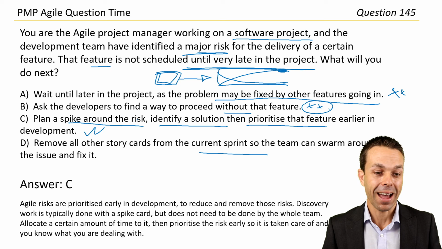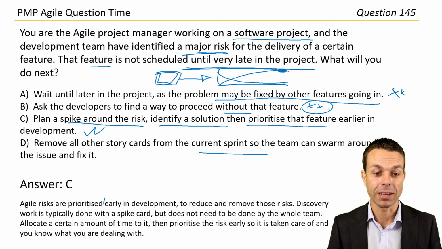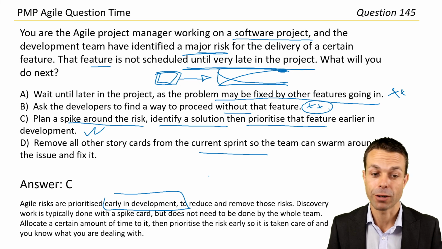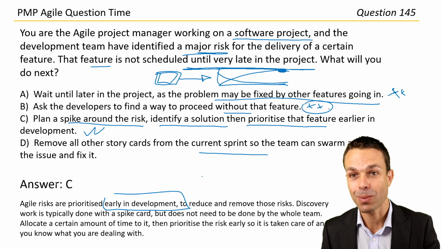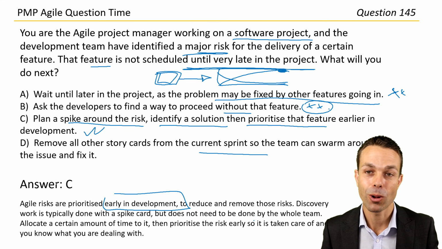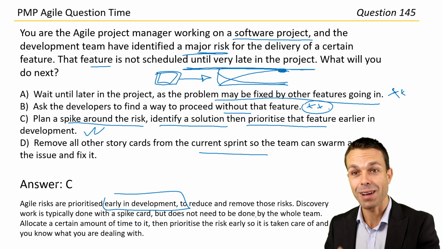Answer C. Agile risks are prioritized early in development to reduce and remove those risks. Discovery work is typically done with a spike card, so that's what we know, but it does not need to be done by the whole team, so we can still keep delivering value.